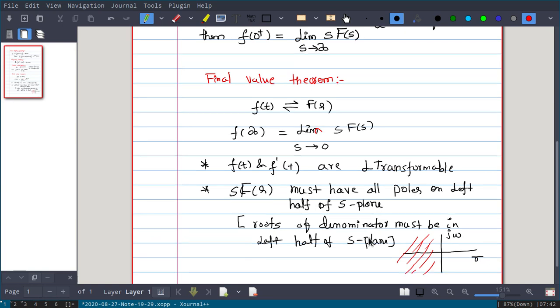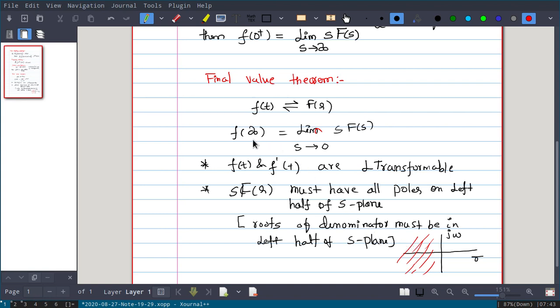What do you mean by s plane? If the x axis is sigma and the y axis is j omega, then what you get for s, you plot on this, for example 2 plus 3j. Here sigma is 2 and j omega is 3j, so omega is 3. Whatever roots you have, if you plot them, all must lie on the left half side of the s plane. Then only you can use this formula.